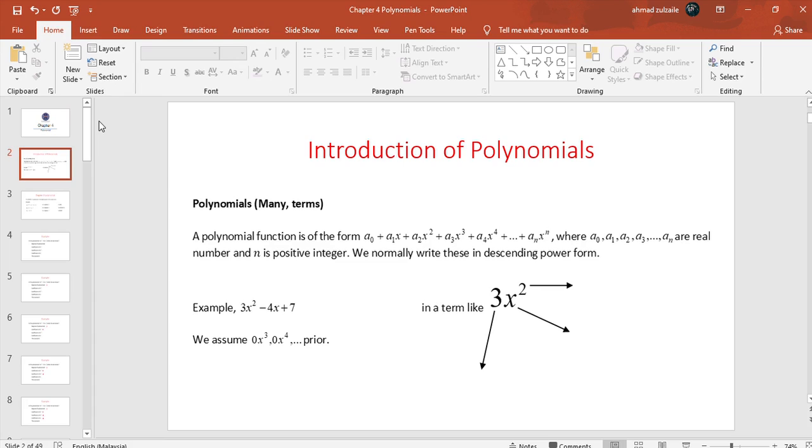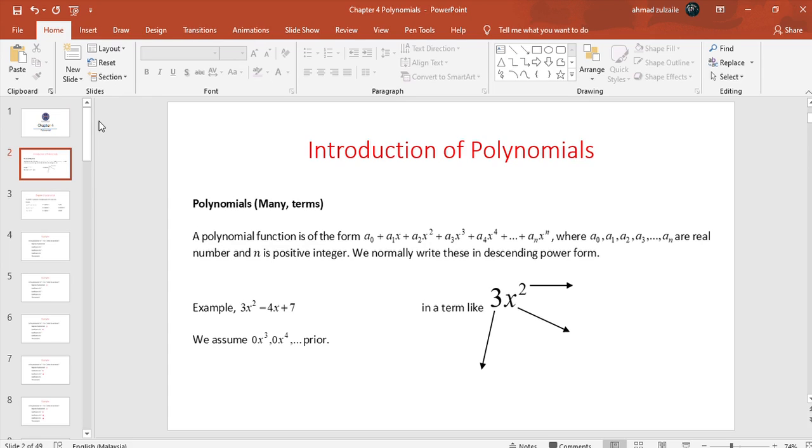Okay, so as an example, 3x squared minus 4x plus 7. Assuming that the coefficient for x cubed, the coefficient for x power 4 until the n is 0, so that's why they are not in our polynomial. This one we call a quadratic polynomial. Why? Because the highest degree of x over here is power 2, so we call it the quadratic.